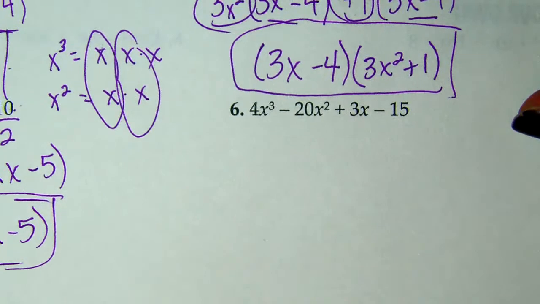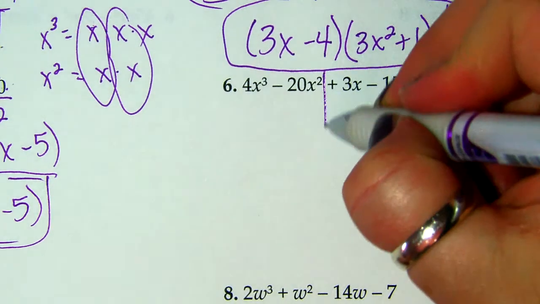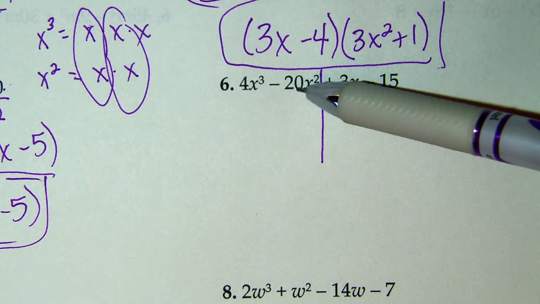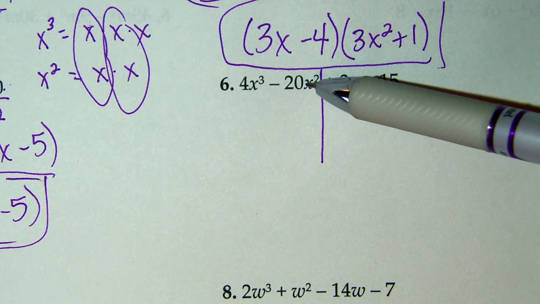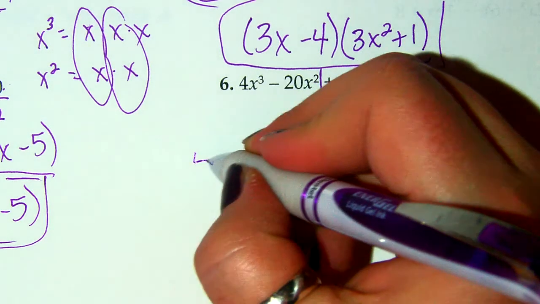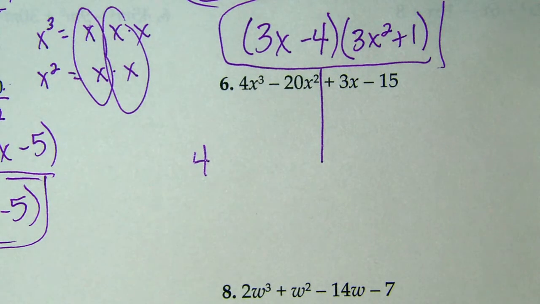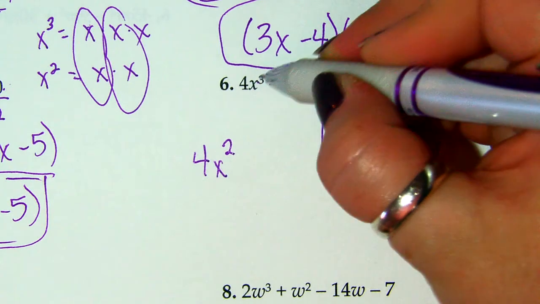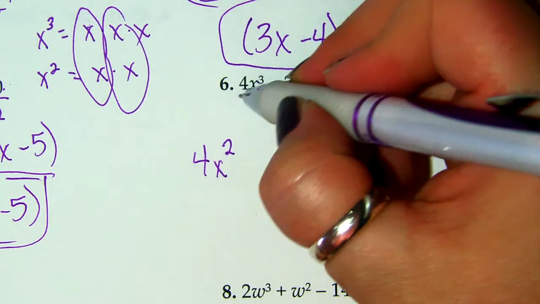So draw a line down the middle. Greatest common factor. So 2 goes in both 4 and 20, but we're looking for the greatest. 4 goes into both of them, so I need to use the biggest number that goes into both. X's would be x squared, because I can take 2 from here and 2 from there. Divide by 4x squared.